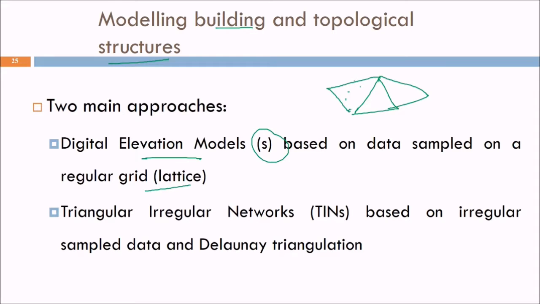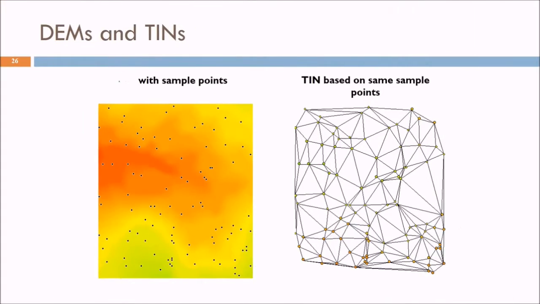And what about Delaunay triangulation? It says that if you draw a circle through the vertices of a triangle, the circle does not intersect any other sample points. So these are the DEMs of the sample points. And these are the TIN based on sample points.